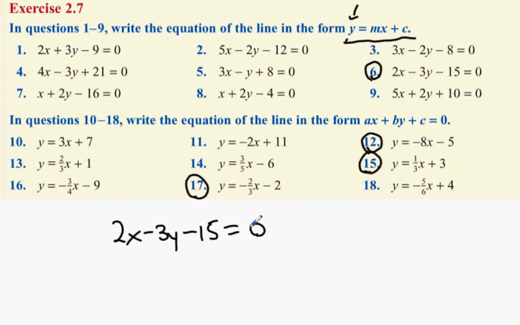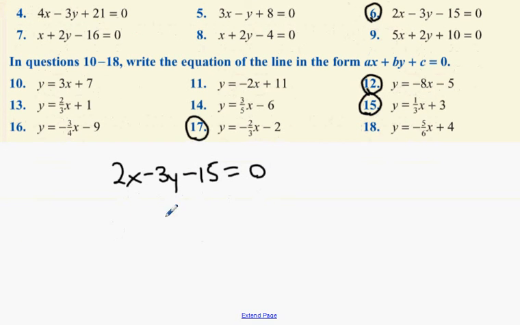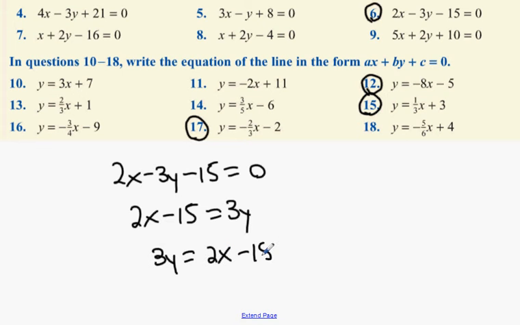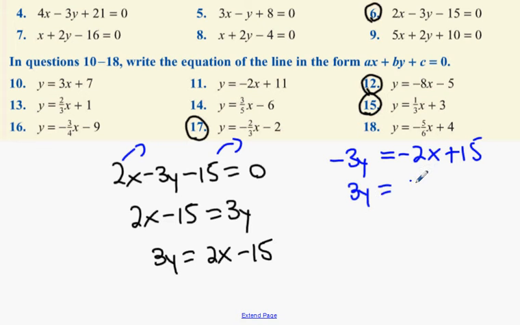You have two choices. Option A, bring the 3y over the other side and you get 2x minus 15 equals 3y. And then do a spin to get 3y equals 2x minus 15. Another option that other people might have done was this. They might have brought the 15 and the 2x over the other side and said minus 3y equals minus 2x plus 15. Multiply both sides by minus 1 and you get 3y equals 2x minus 15. So you can see both ways actually give you the same answer.